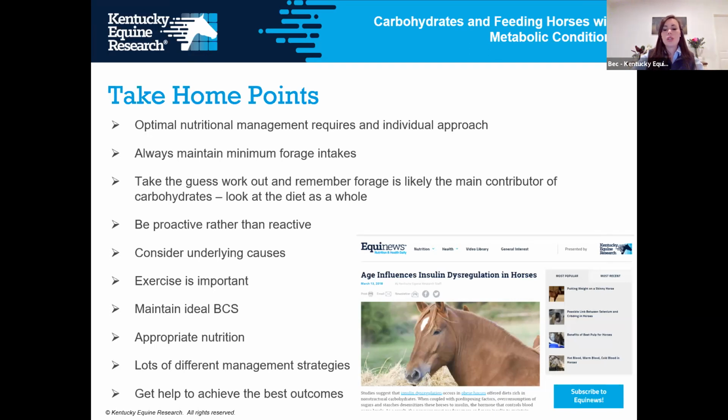And looking at lots of different management strategies, whether it is grazing muzzles, whether it is having to pen them up in a smaller space and then having some forced exercise in there, and get help to achieve the best outcomes. So, your veterinarian is certainly there to help, nutritionists are there to help, and they should be able to provide you with a holistic approach. So give you advice on some of these management strategies that are going to work for you in your individual situation, rather than just tell you what product to feed, and they should look at everything as a whole.